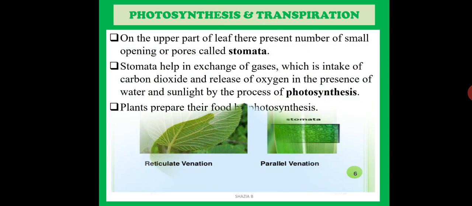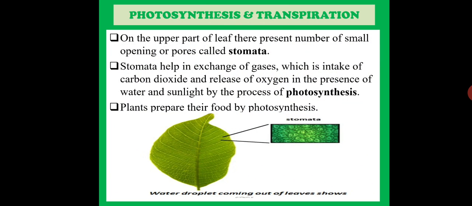Now we have discussed the parts of leaves and the veins and all. Now what are the functions of leaves? Leaves mainly do two things: one we have already discussed, photosynthesis, and the other one is transpiration. First, photosynthesis, we will recall it again. Photosynthesis is simply a process in which plants produce their own food. The leaf is the area where the plants produce food.